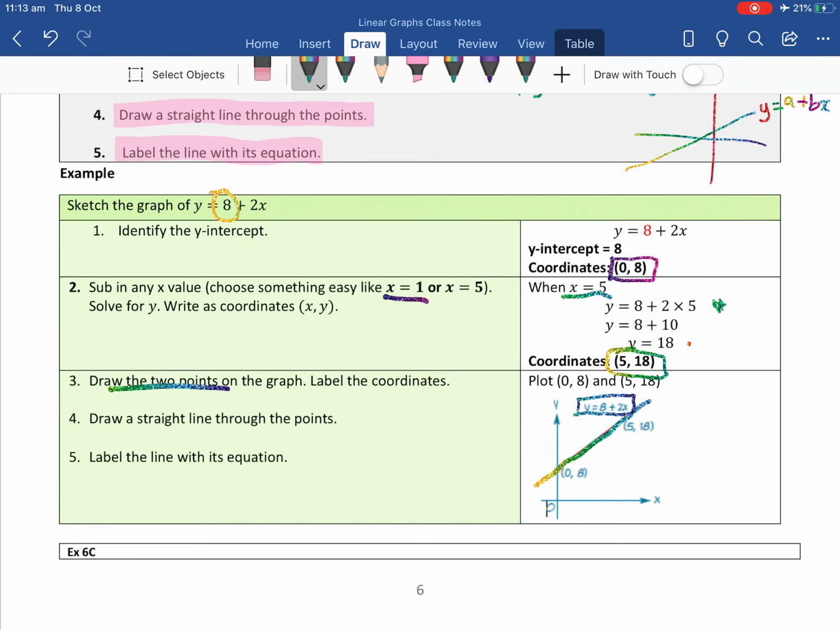Now you should be right to do exercise 6C.